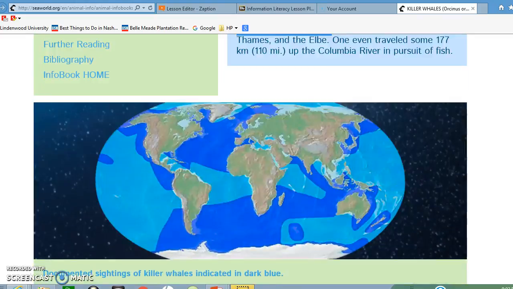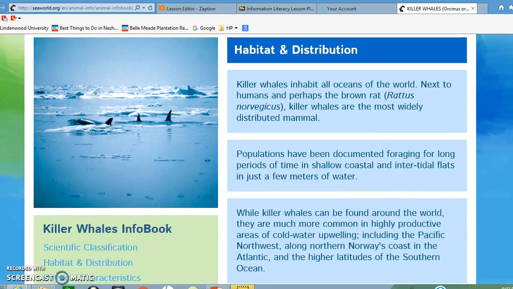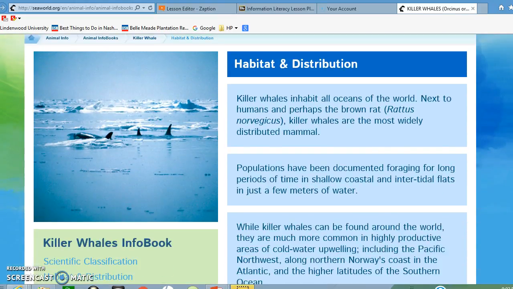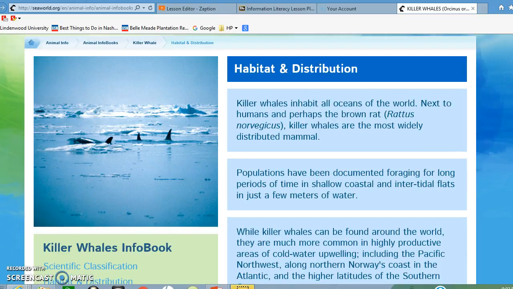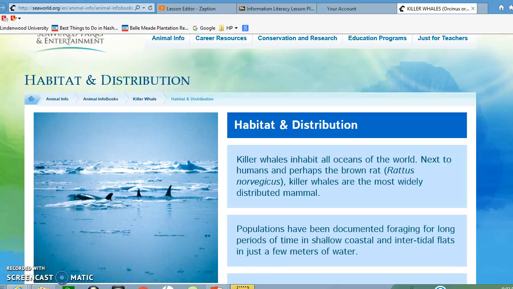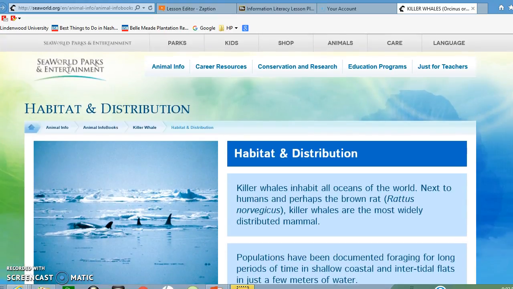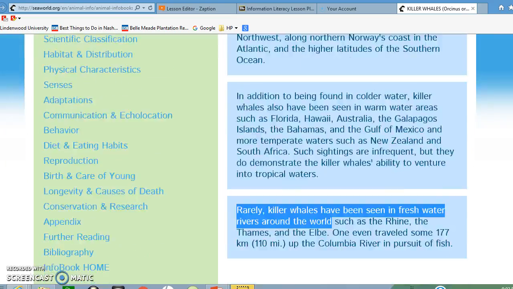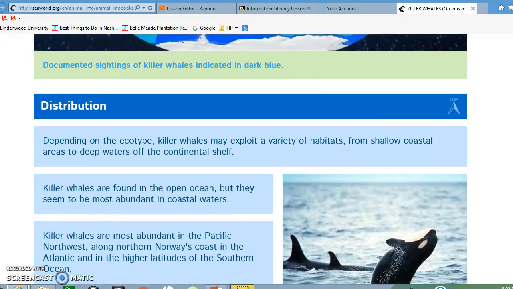So there's nowhere in here that's telling me that killer whales are orange. So I'm going to say that the information is accurate. I'm going to go to credibility next. So I'm looking for an author's name. I don't have an author in this article, but I know that SeaWorld does do research and that it's a pretty credible site. So I'm going to go with SeaWorld is a good site to use.